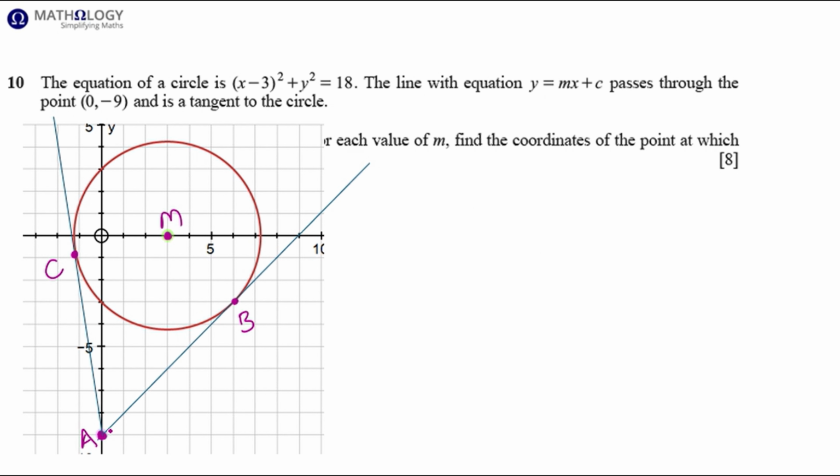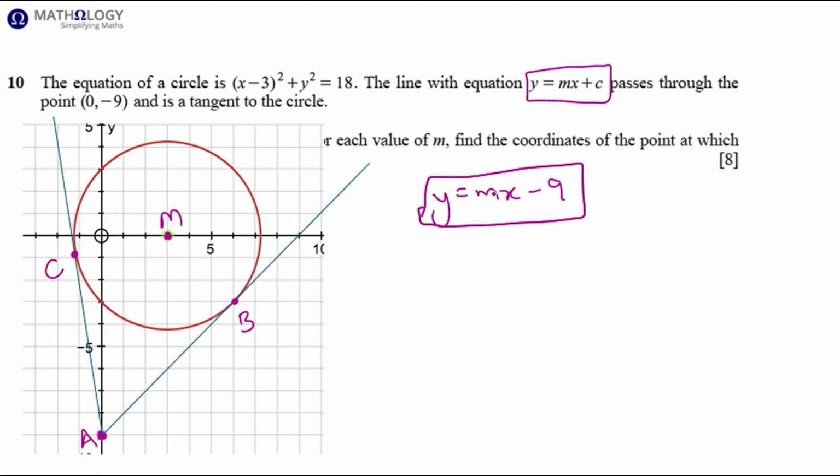So, since AB and AC are tangents to the circle, there's obviously only one point of contact. Given that a line y equals mx plus c passes through A, the point 0, minus 9, we know that both of these tangents can be written in this form, y equals mx minus 9. Depending on the value of m, we're either going to get tangent AB or tangent AC, but that's what we're looking to find.